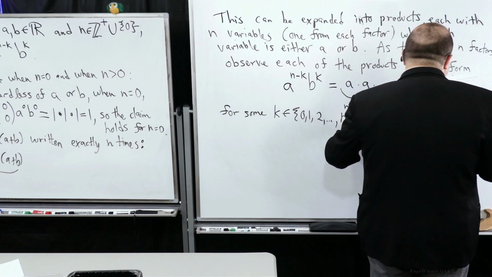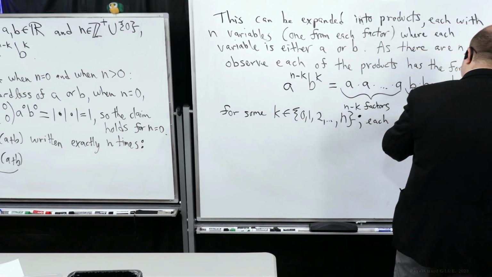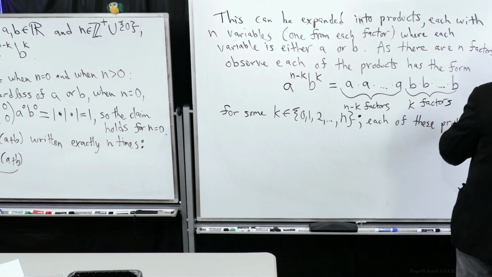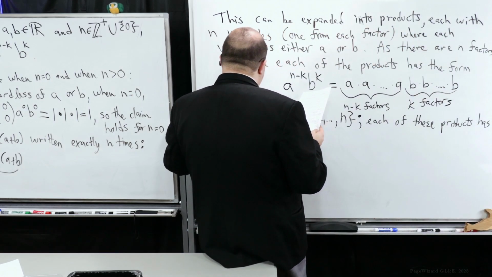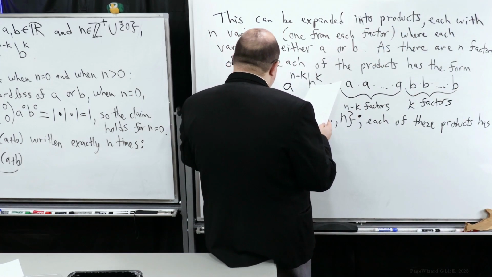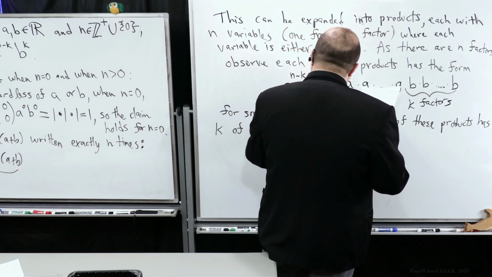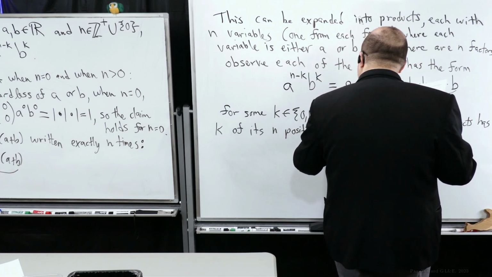So please remember that each of these products has k of its n positions assigned the variable b.